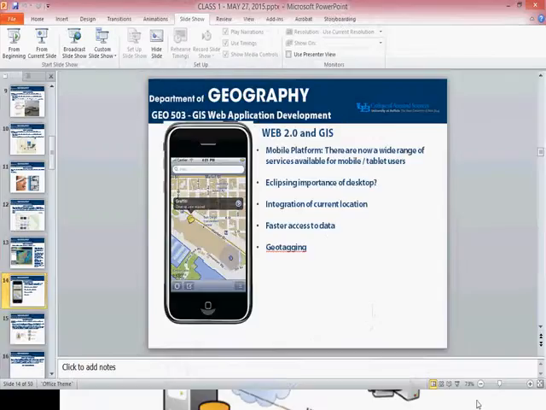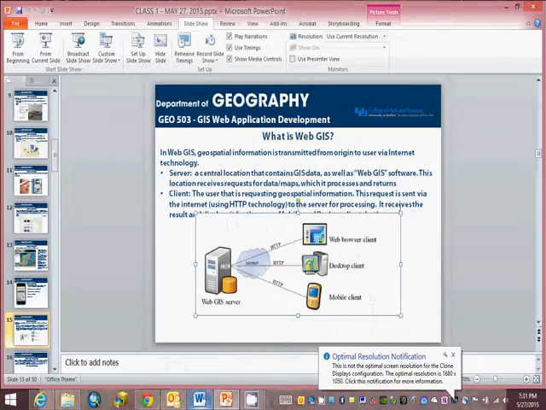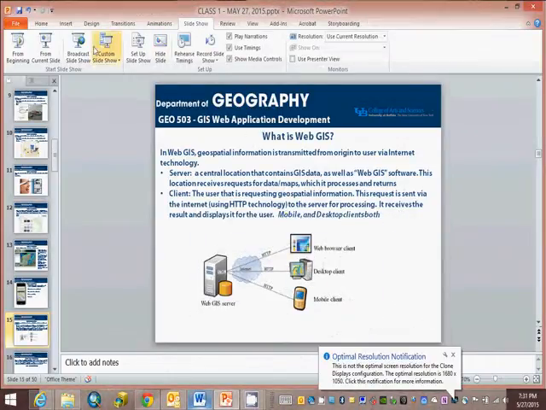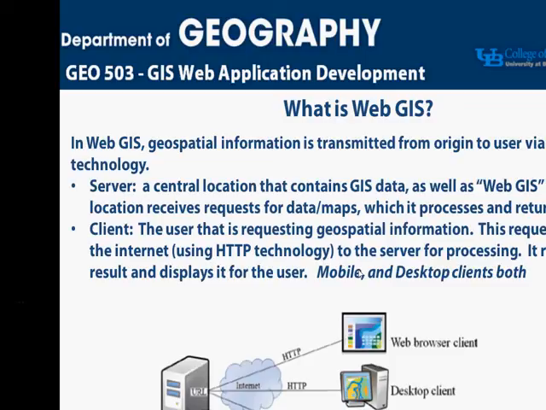So you have a couple general terms to this end. Basically, in the simplest version, we'll get into more nuances of this shortly, you have a server and a client. The server is the central location that contains the data and the WebGIS software. And as I said, it's more complicated than this, but in the simplest form, that's how you define these two things. The client is you. The client is the user requesting the information.